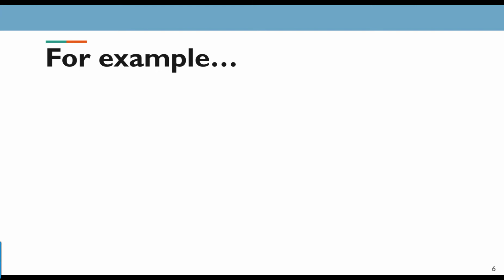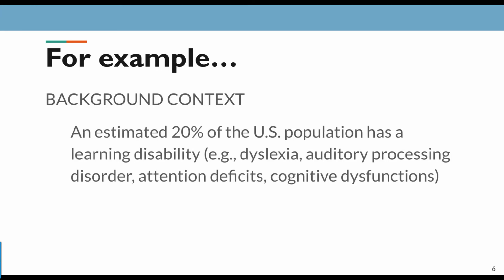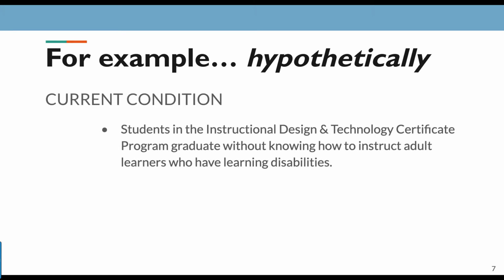Here's an example of a hypothetical problem. First, some background. There's an estimated 20% of the U.S. population that has a learning disability. For example, dyslexia, auditory processing disorder, attention deficits, or cognitive dysfunction. Hypothetically, the current condition could be this. Students in the Instructional Design and Technology Certificate Program graduate with a certificate, but they don't know how to instruct adult learners or even children who have learning disabilities.